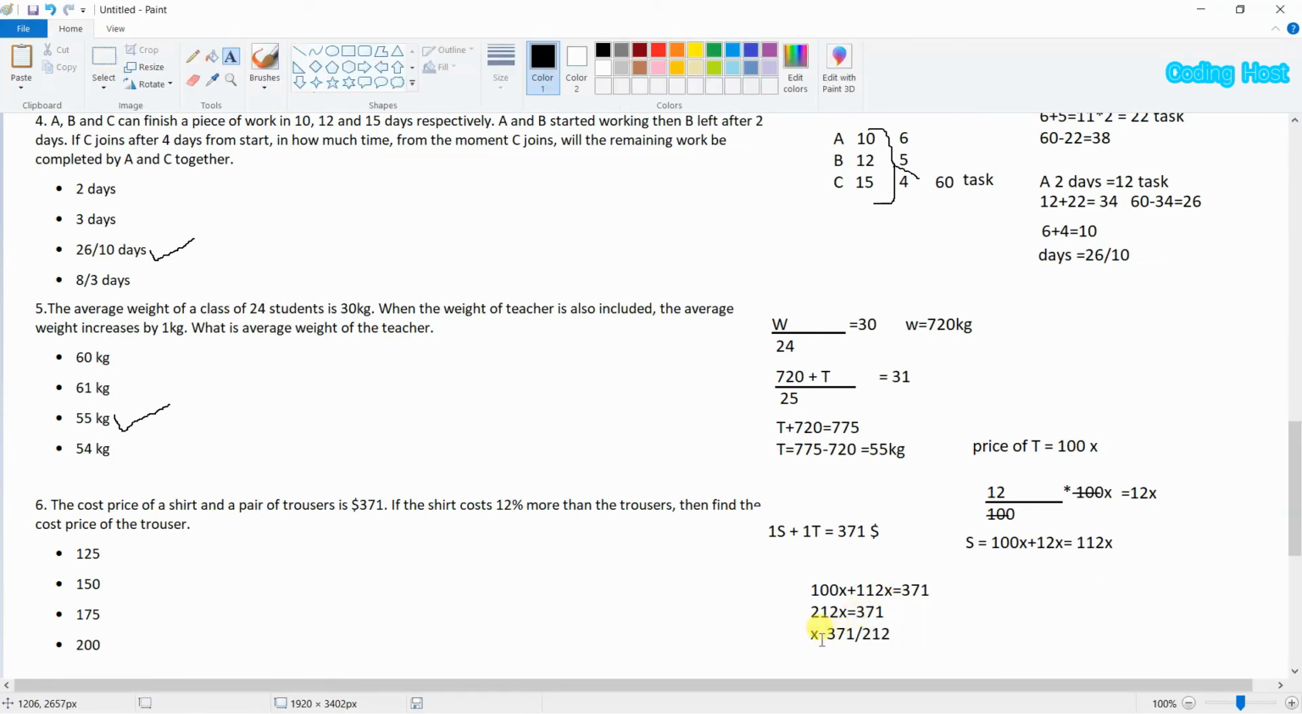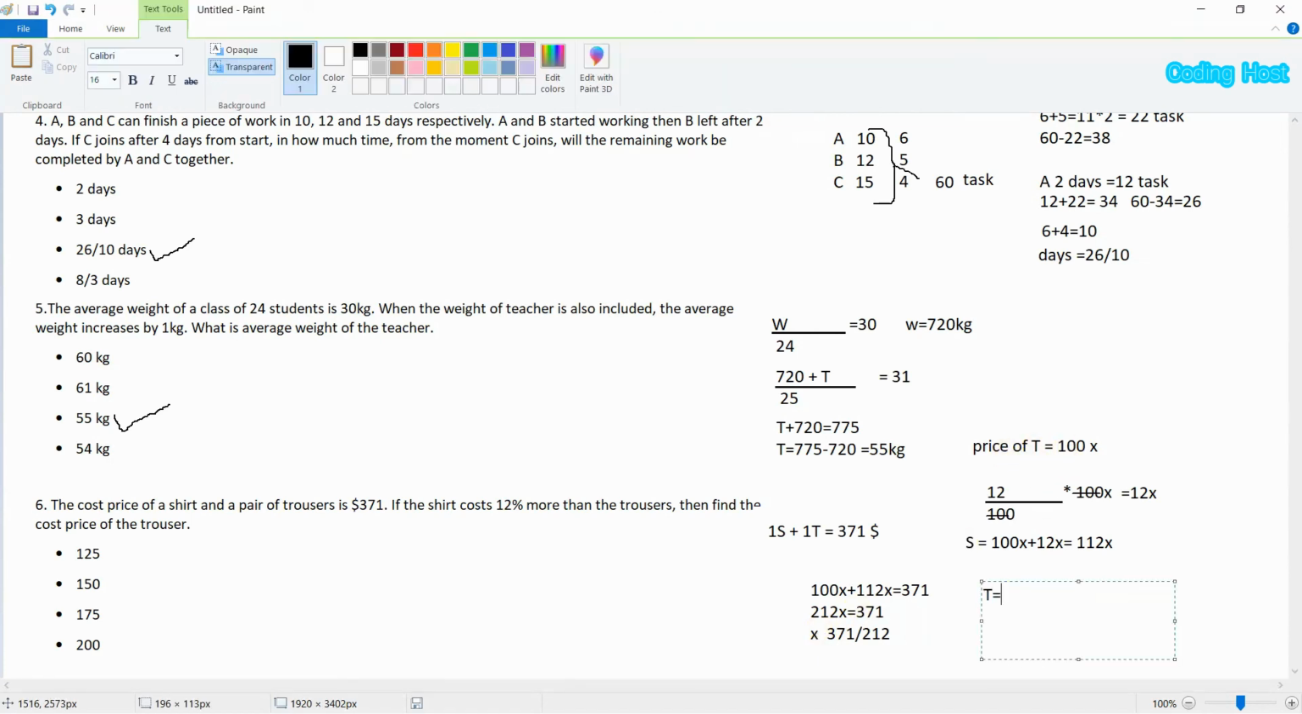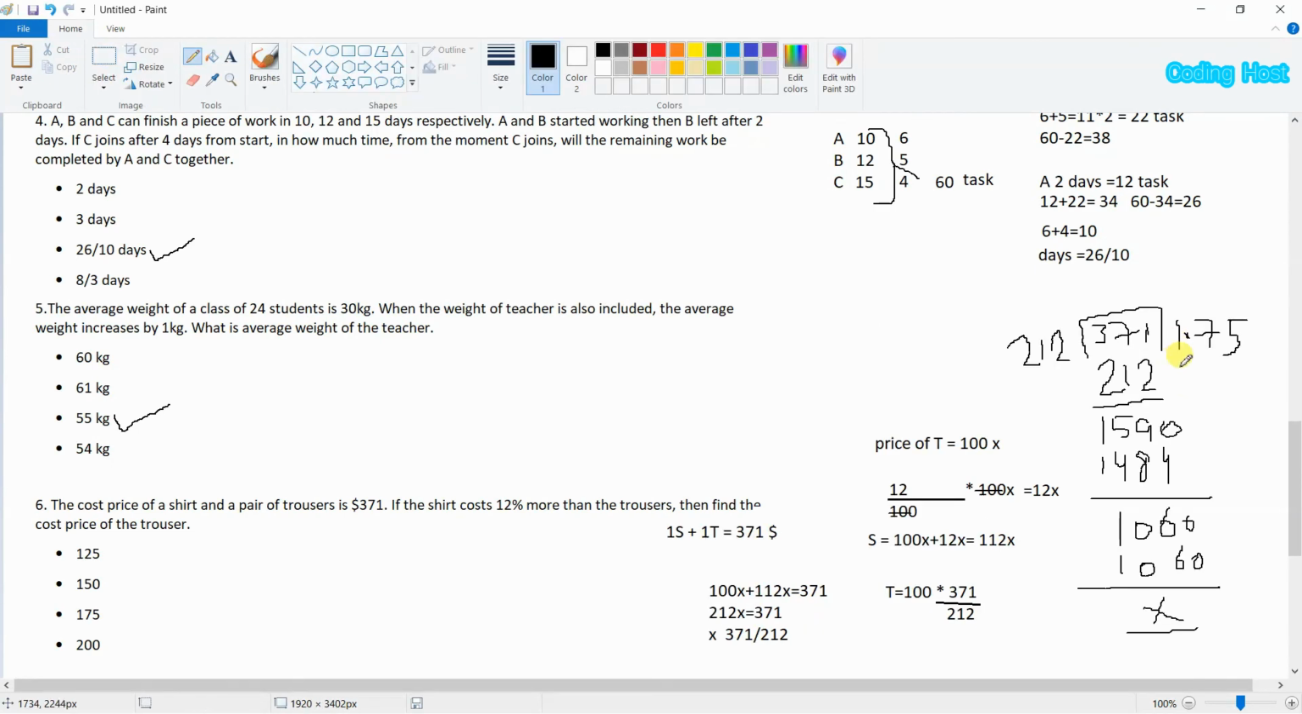Now we have to put this value in the price of trouser. So price of trouser equal to 100 into x. The value of x is 371 divided by 212. Now you can see that after dividing we get 1.75. So 100 into 1.75 is 175. So the price of one trouser is 175. So option C is correct.